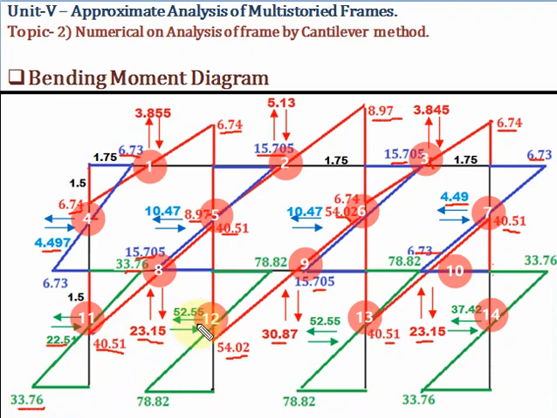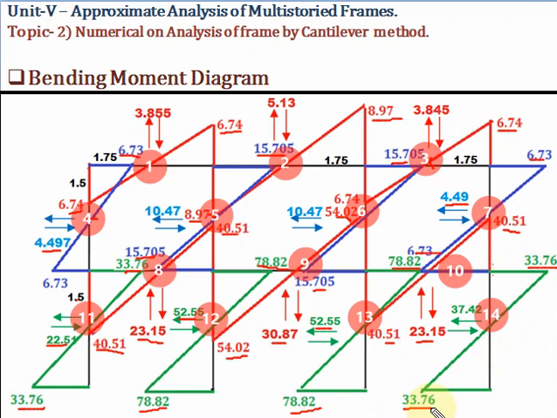Now here V12. So here we have to consider force H12, that is 52.55 into the distance 1.5, we are getting value 78.82. Now here H13 value is 52.55 into 1.5. So we are getting value 78.82. Now the last node, here H14 37.42 into 1.5, we are getting the value 33.76.